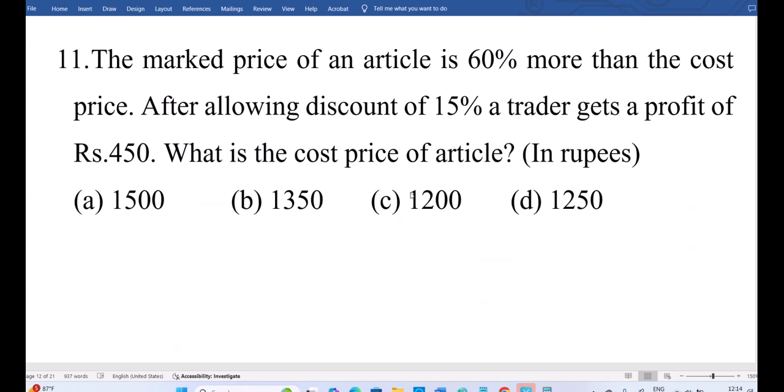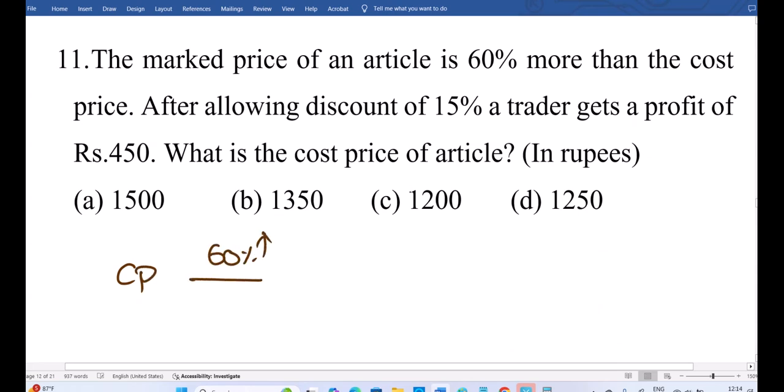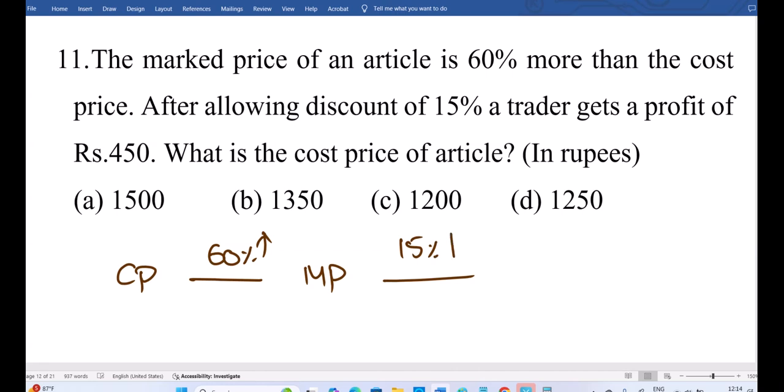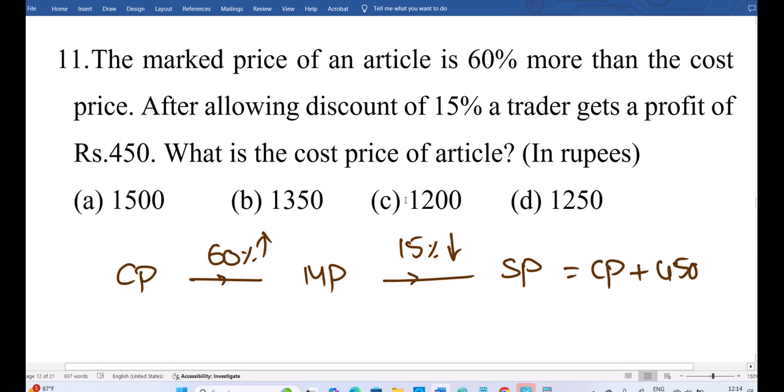The market price of an article is 60% more than the cost price. So the cost price is increased by 60%, then market price. From market price, we give the discount. Discount means decreasing, then selling price. But still that candidate got 450 rupees profit. Selling price is cost price plus 450. 450 rupees profit means 450 more than the cost price. Right. Now you have to calculate the cost price value.